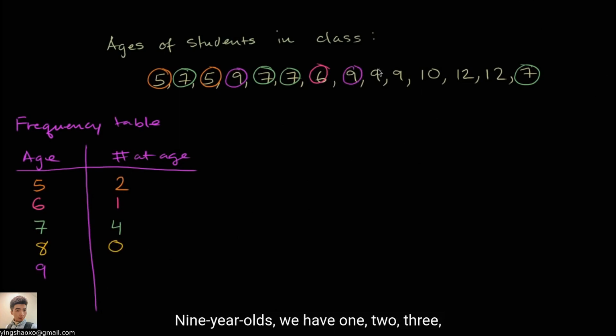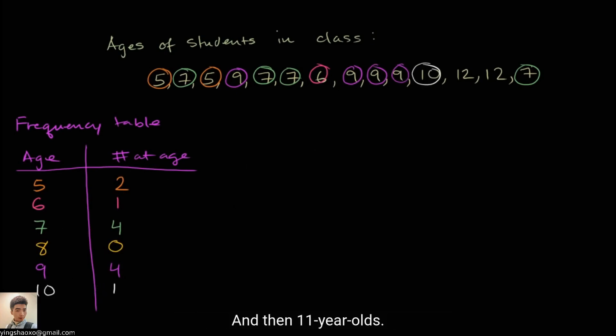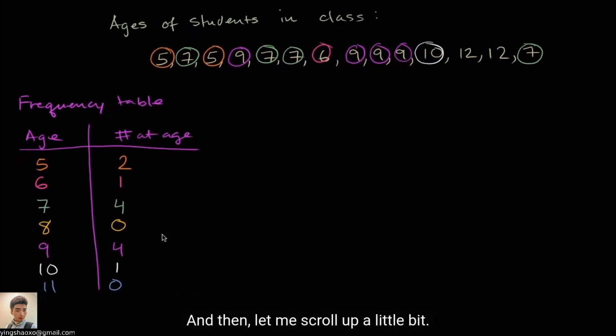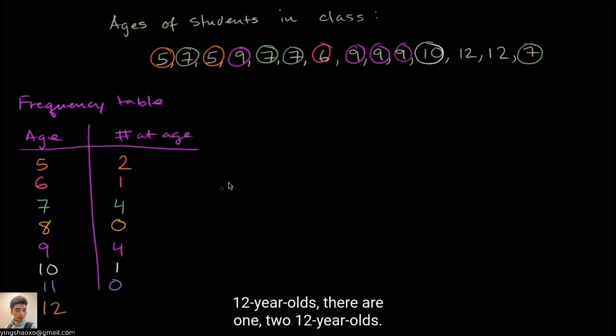9-year-olds, we have 1, 2, 3, 4 9-year-olds. 4 9-year-olds. 10-year-olds, what do we have? We have 1 10 right over there. And then 11-year-olds. There are no 11-year-olds. And then let me scroll up a little bit. And then finally, 12-year-olds. 12-year-olds, there are 1, 2 12-year-olds.